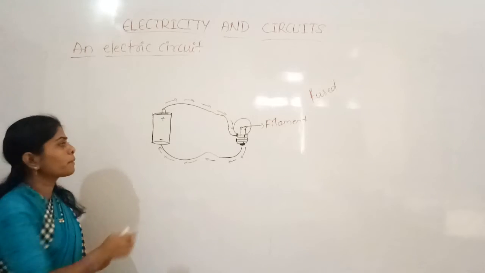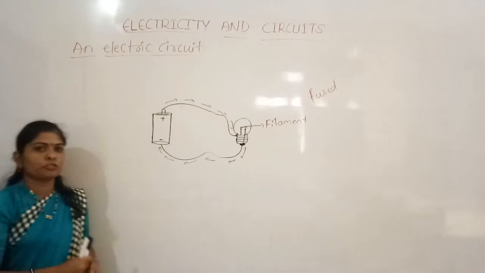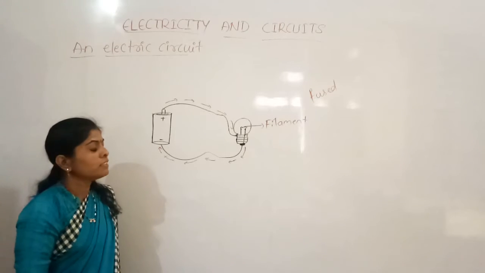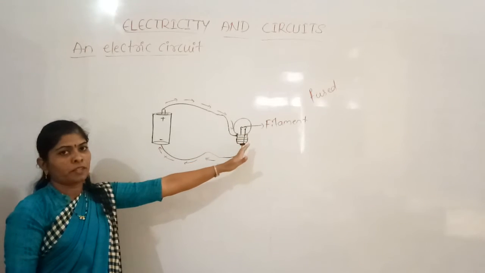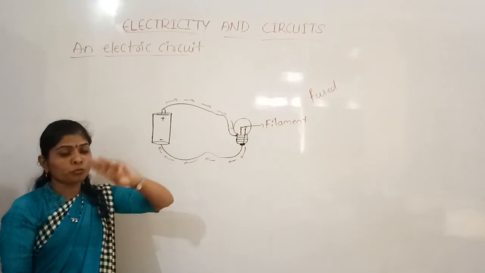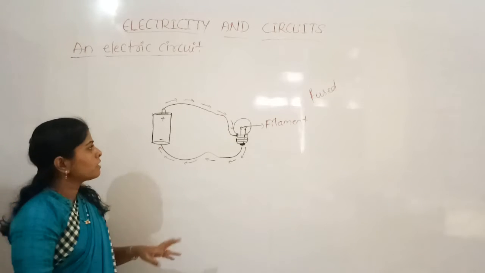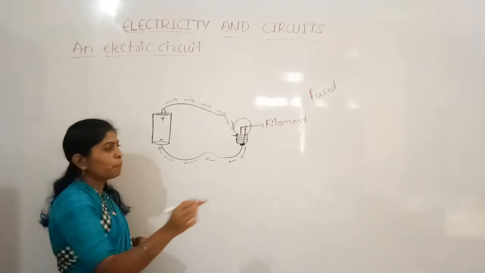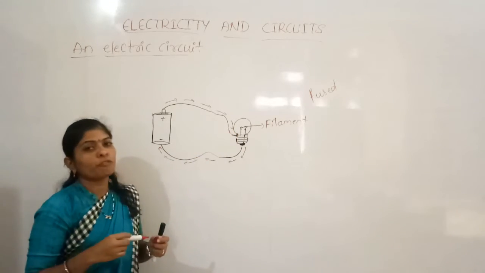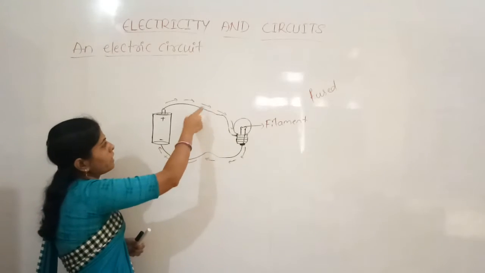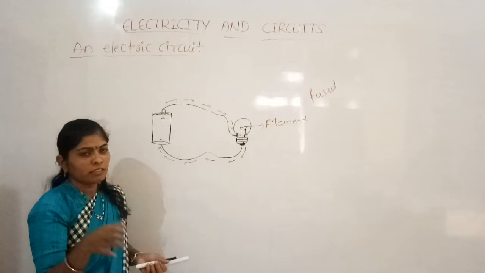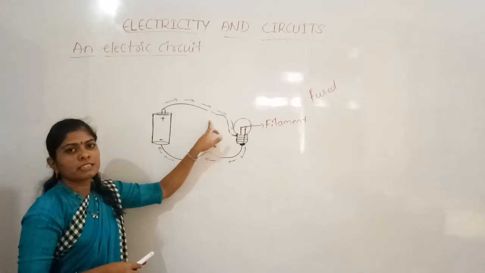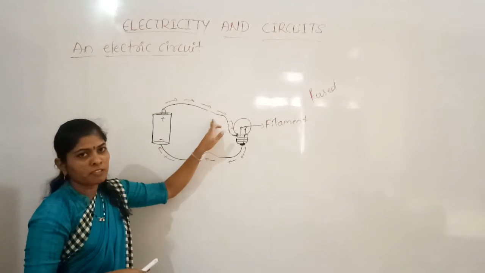And yesterday I said one more reason: even if the filament is correct, if it does not glow, the cell may be used up. So mainly there are three conditions for why the bulb does not glow. The first is that the connection of wires may be improper, meaning there may be a break anywhere. The path may be cut off, so electricity will not be supplied or transferred.